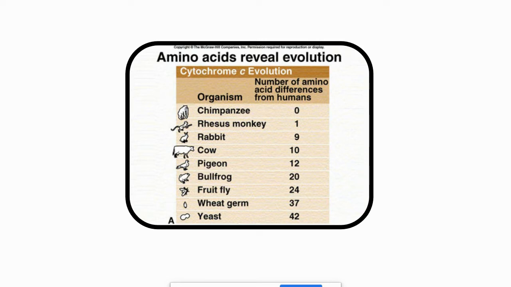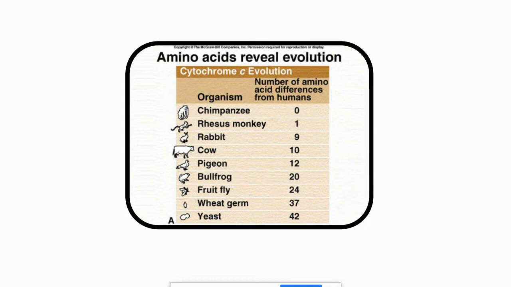All right, so humans have 0 differences with a chimpanzee, so the humans are the most related to the chimpanzee compared to the other ones on this list. Humans are the least related to yeast cells that make bread because they have 42 differences in their amino acid sequence. And it just goes right here in descending order.